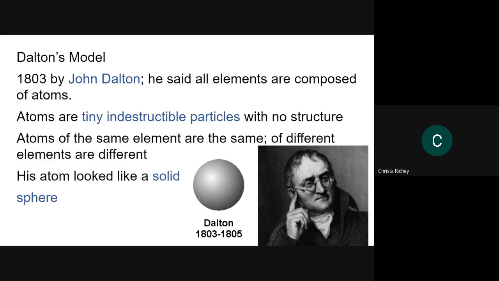Let's see. So for his, we have Dalton's model, John Dalton. He was in the early 1800s. All elements are composed of atoms, so the same thing as Democritus. They are the smallest particle of matter. They are indestructible, according to him, which we know is wrong, but that's what he said. Atoms of the same element are identical to each other. Compared to atoms of different elements, they look different than the other element. But the element itself, its atoms all look the same.